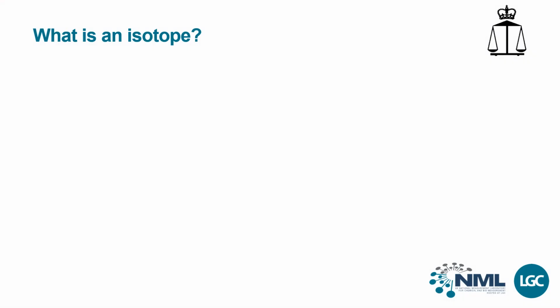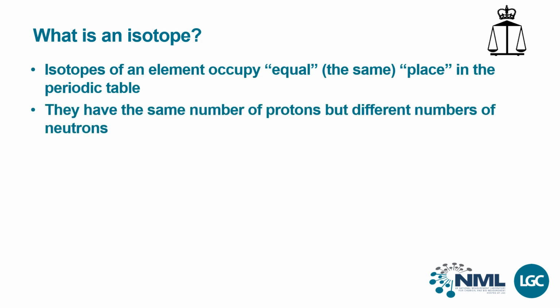Not all the atoms of an element are the same. The number of protons within an atom's nucleus determines the element. Nuclei also contain neutrons. The number of neutrons can vary between atoms containing the same number of protons. These are called isotopes, which means equal place.